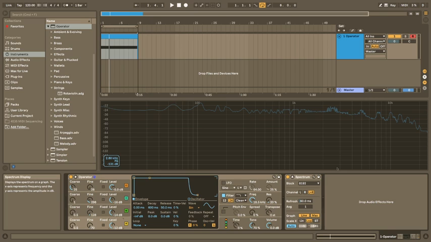And just because you're frequency modulating, you can still use an LFO. You can still use a filter. You can still use a pitch envelope, whatever you need to do. But try it out a little bit.